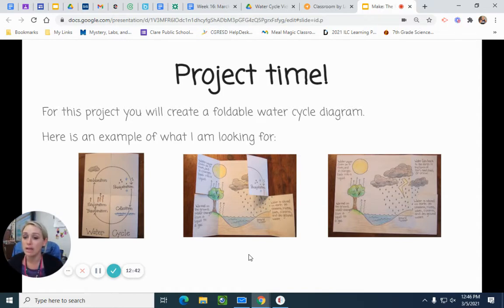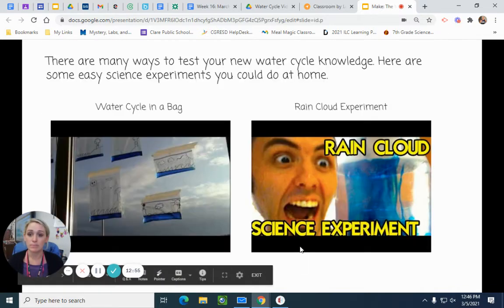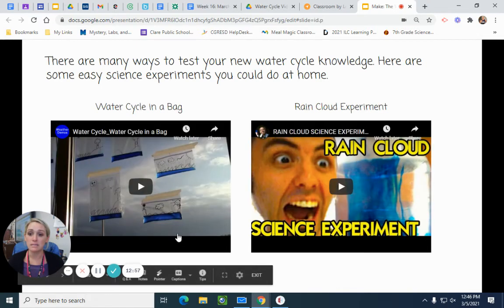You can fold it any way you'd like, but I recommend folding it in a tri-fold, and then you can cut down the middle of each fold on the side. I will go over that in class in more detail with you. Here are a couple science experiments you could do at home.